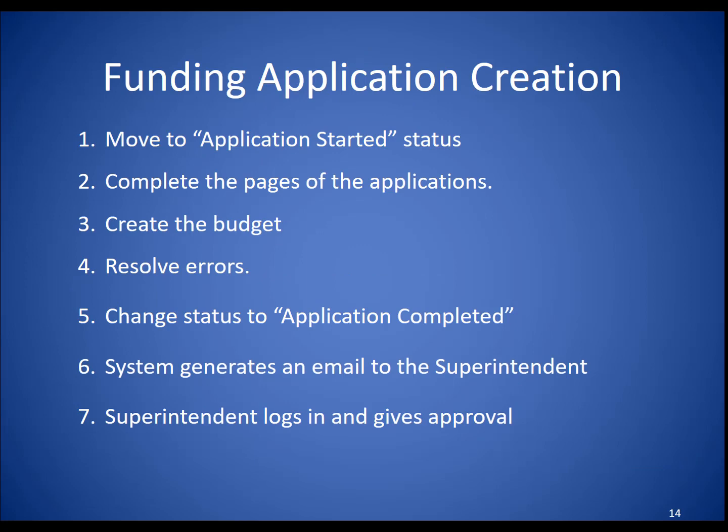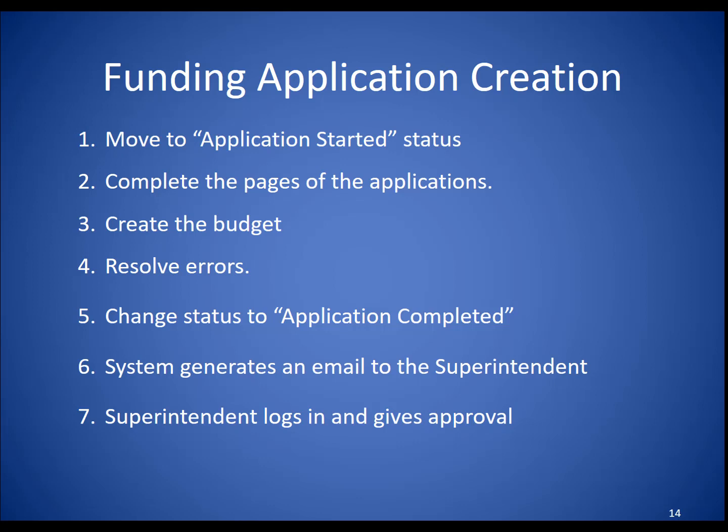Basically, the funding application creation process is this. You open the application and move it to Application Started status. You complete the pages of the application. You create the budget. You resolve any errors that appear under the validation column on the Sections page.